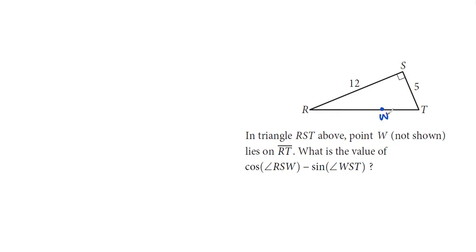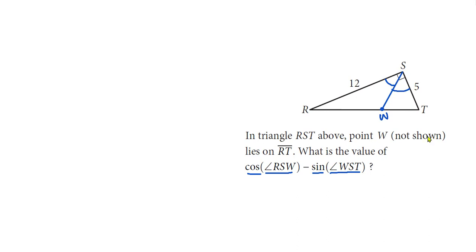There is the W. What is the value of cosine of RSW? So R to S to W. So that means we need to join these two vertices, the S vertex and the W vertex. And that's why we got RSW, this angle. And next, sine of WST. Again, WST is this angle, W to S to T.